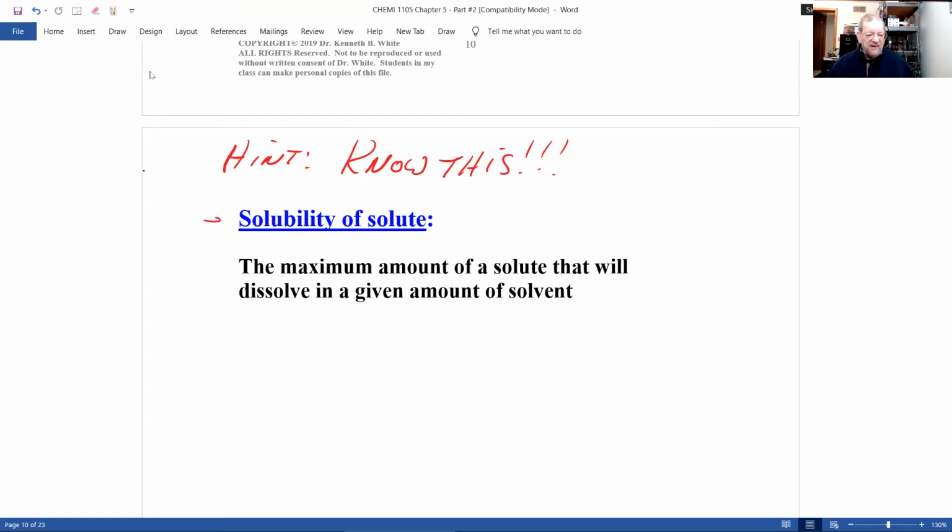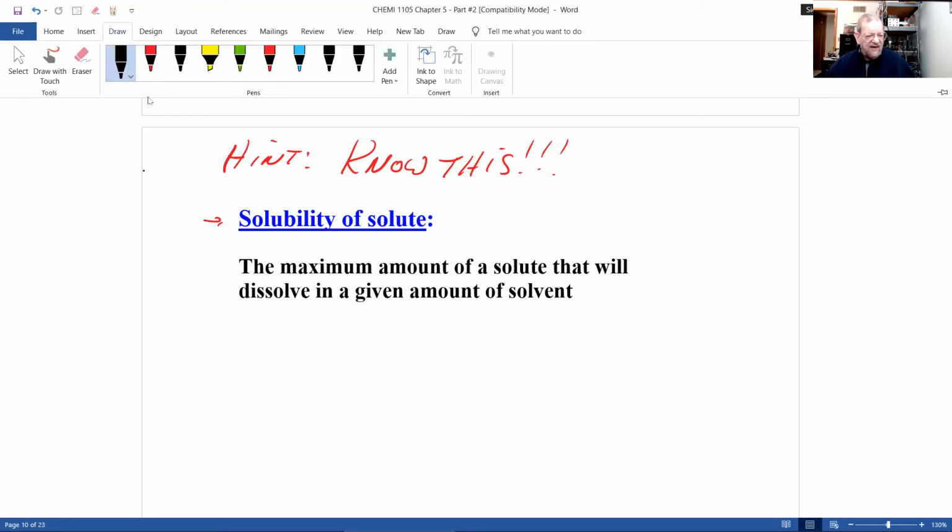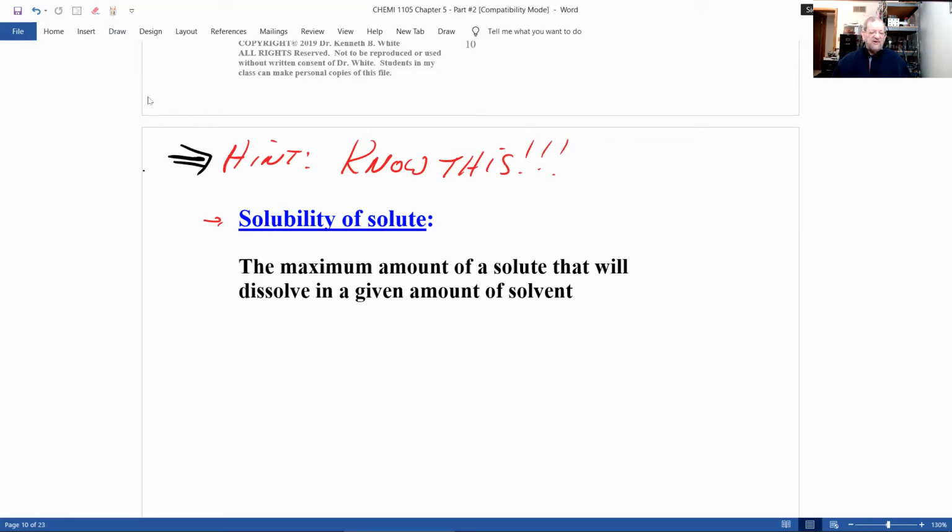Now, the solubility, and for the next couple of slides, this hint is also going to be true. Solubility is the maximum amount of solute that will dissolve in a given amount of solvent, and what I don't have here, under certain conditions such as temperature.